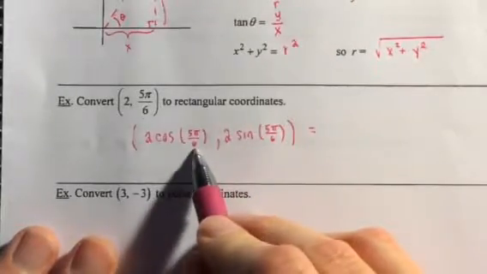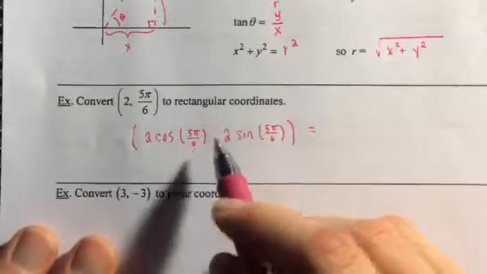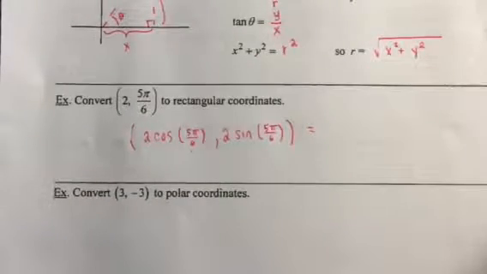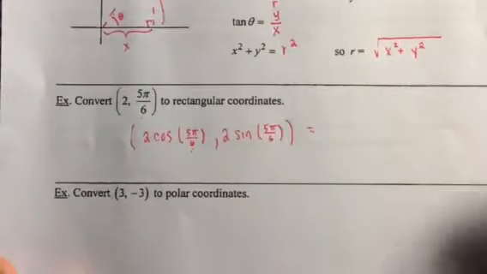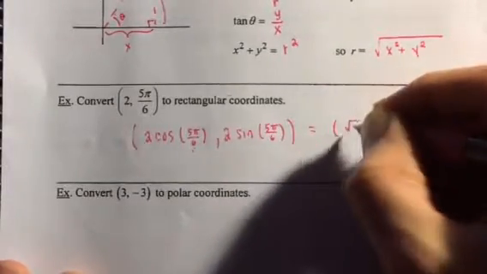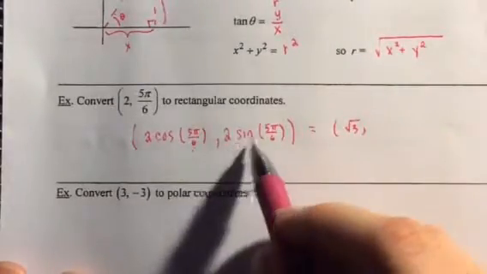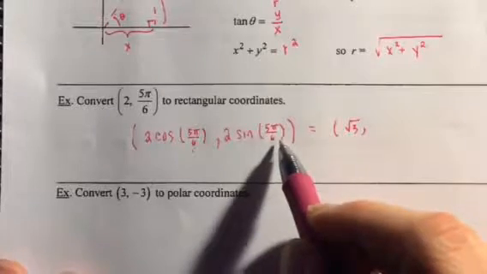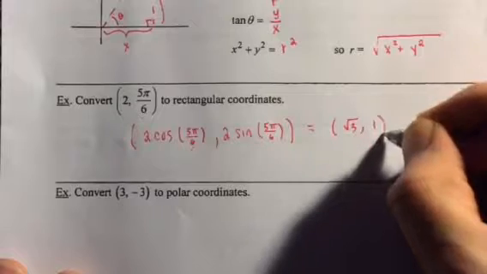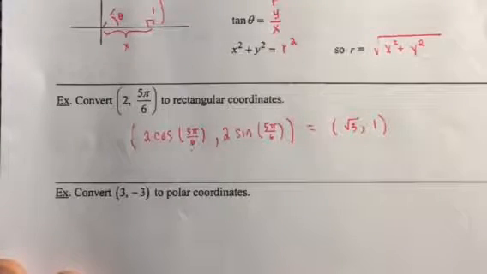The cosine of 5 pi over 6, if we look at our unit circle up there, that would be the longer one, which is root 3 over 2, and then times 2 would just end up being root 3. And then this one is 2 times the sine of 5 pi over 6, and that's the short one, which should be 1/2, so 2 times 1/2 would just be 1. So there's our rectangular ordered pair here.